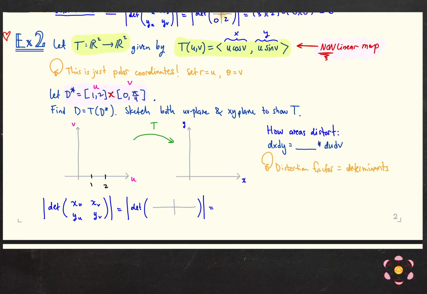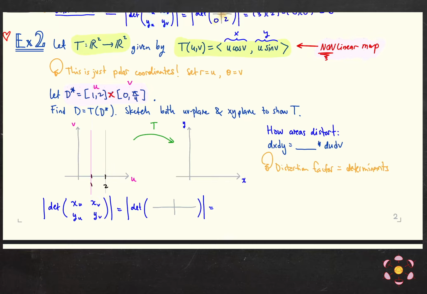Okay, so in the UV plane, what I've got is the following. If I look at all of the u's equals 1, I've got a vertical line here. And if I look at all of the u's equals 2, I've got another vertical line. And if I look at just the u's, I would get basically this infinite strip.